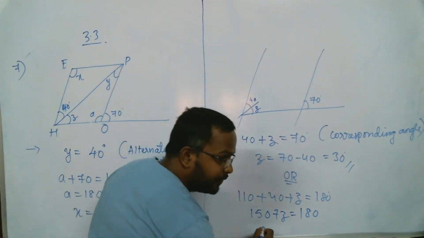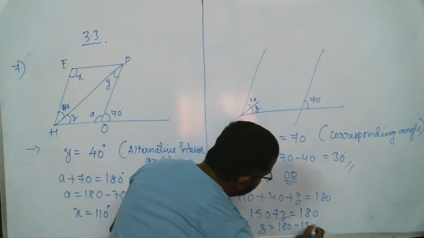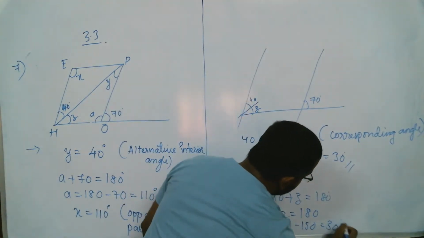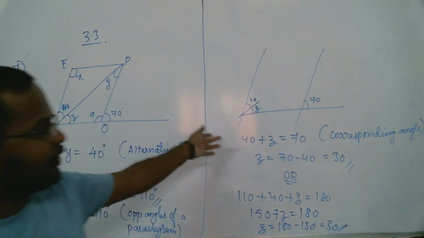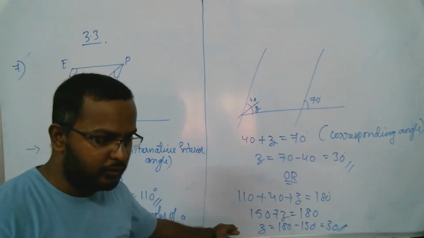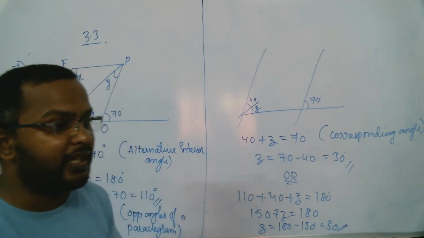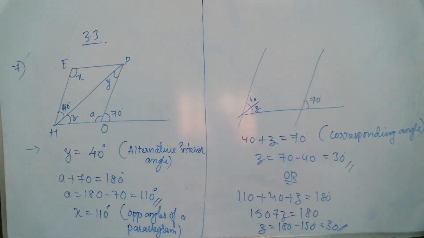Is it visible? Okay. z is equal to 180 minus 150. So there also you get the value of z as 30 degrees. So either you can do it like this, or you can do it this way also. Both the ways are correct. Both the methods are correct, so it is up to you in which way you want to do it. For finding the value of z, we have two methods.